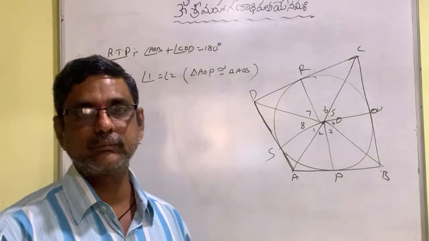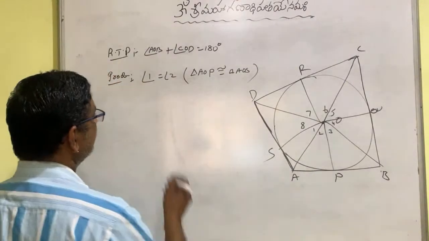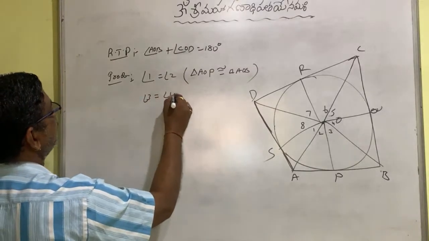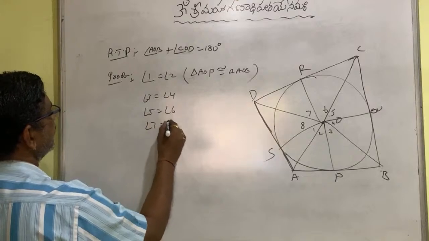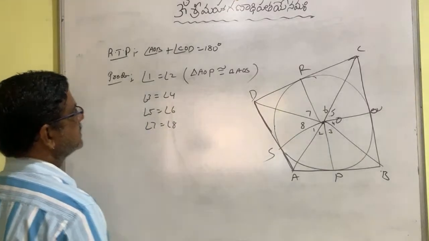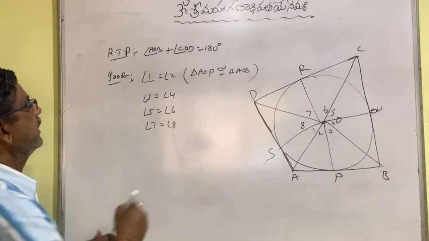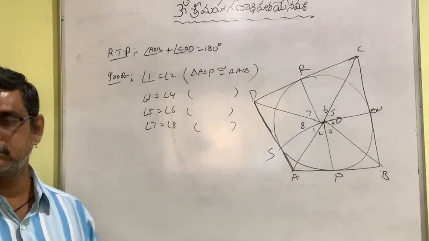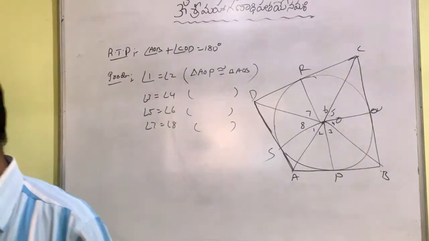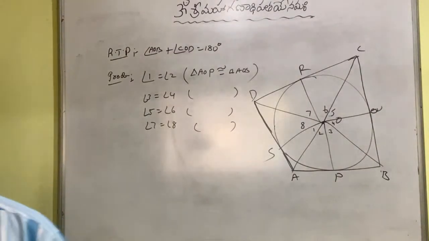Okay. In the same way, angle 3 is equal to angle 4. Angle 5 is equal to angle 6. Angle 7 is equal to angle 8. And you have to write the reasons over here. Don't forget to write the reasons.